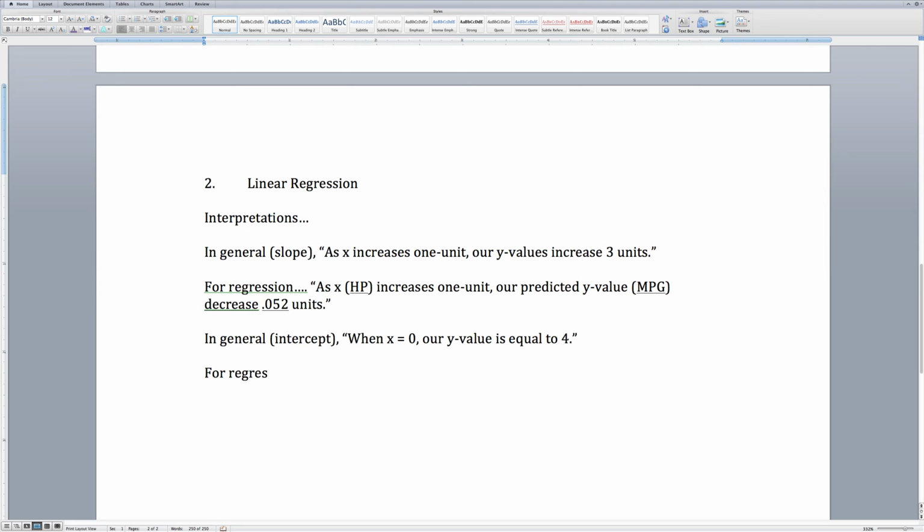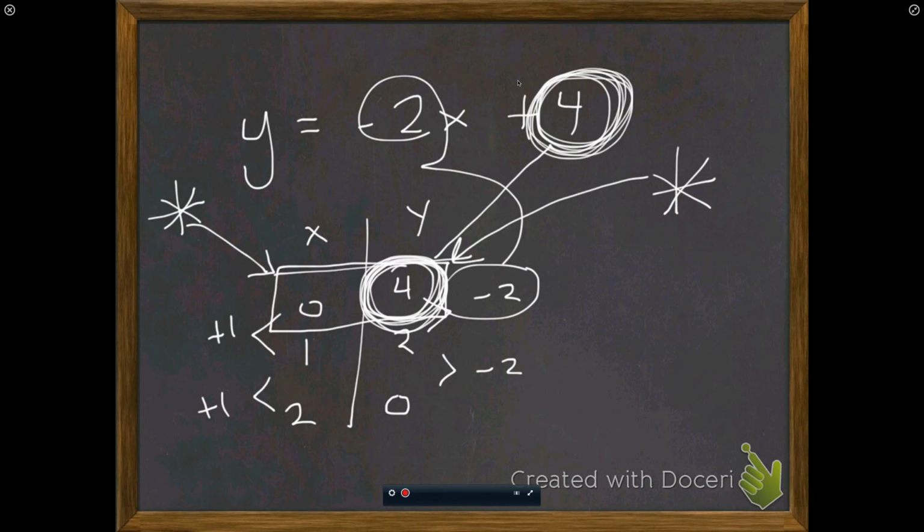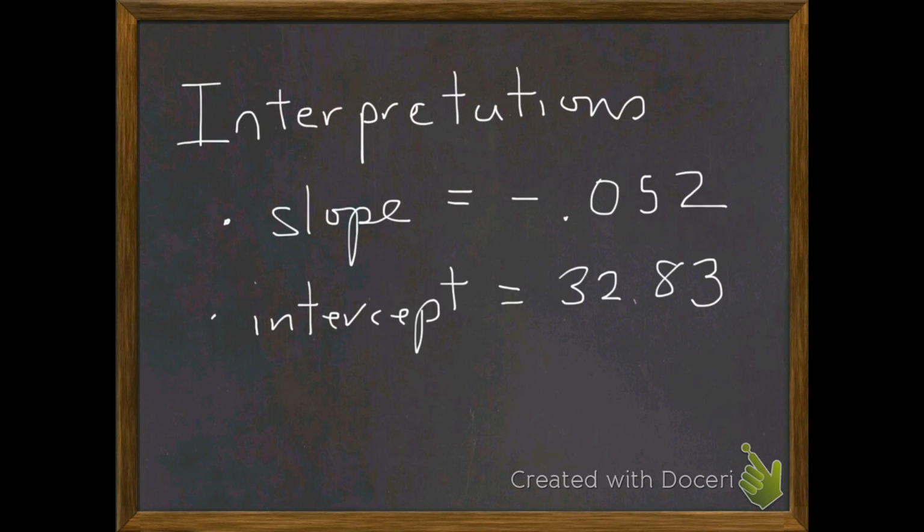Now for regression, we stay with the core of our interpretation, but we would say when x, in this case horsepower, is 0, then our predicted y value, miles per gallon, is, and guys, go back to our model. Remember, our intercept was 32.83.